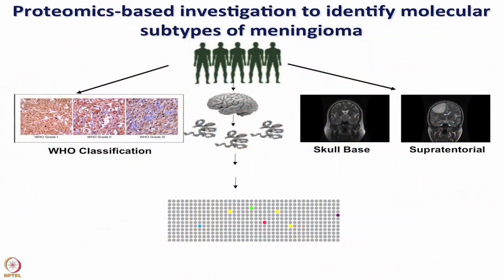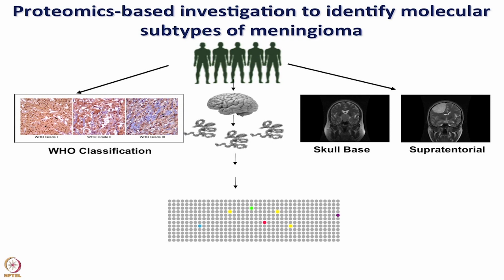Before the samples come to us, all the patient information is available, where each patient's immunohistochemistry data is available, and based on that information they do the WHO grading. So, the patients belong to grade 1, grade 2, grade 3, and their MRI images are also there. So, one is looking at the radiological features of the tumor as well.